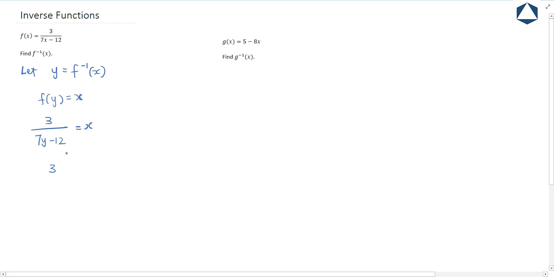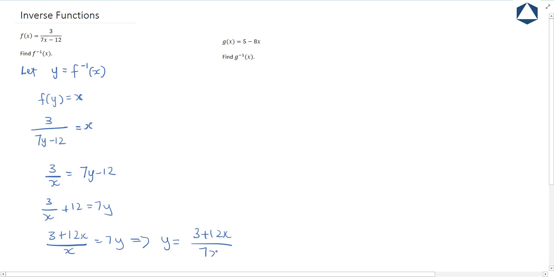So I will multiply this, so 3 over x equals 7y minus 12. Then we have 3 over x plus 12 equals 7y. If I simplify this, this will be 3 plus 12x over x equals 7y. And lastly, y will be equal to 3 plus 12x over 7x.